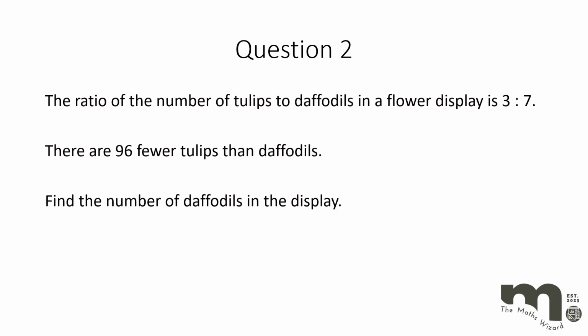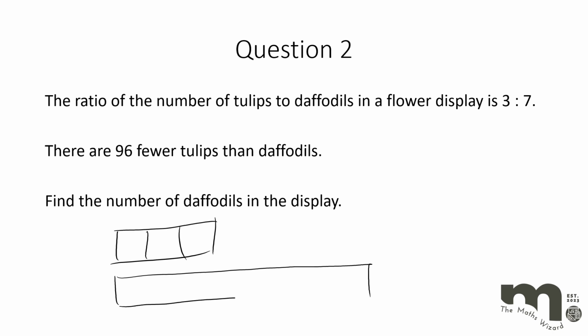Okay. Our next example then, we've got the ratio of the number of tulips to daffodils in a flower display is 3:7. What that means is we've got 3 parts that are tulips, and then we've got 7 parts which are daffodils. So it says there are 96 fewer tulips than daffodils. Find out the number of daffodils in the display. So if you pause your video and have a go.